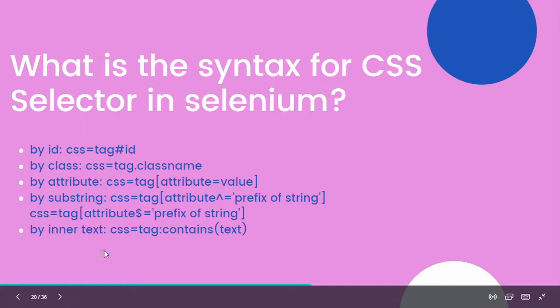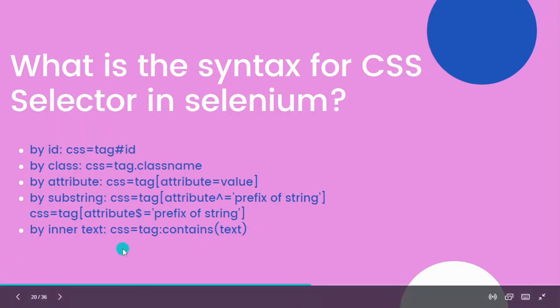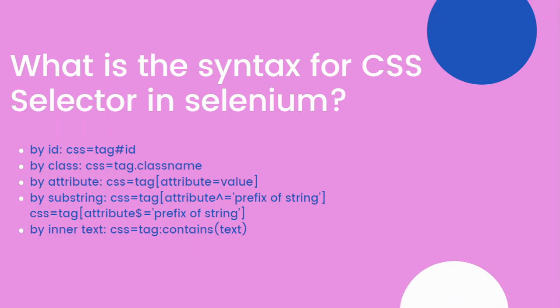Sometimes we can use the inner text of that element to find that web element. In that case, you can write the CSS as css equals to tag colon followed by contains text. So this is the syntax for writing the CSS selector in multiple ways in Selenium.